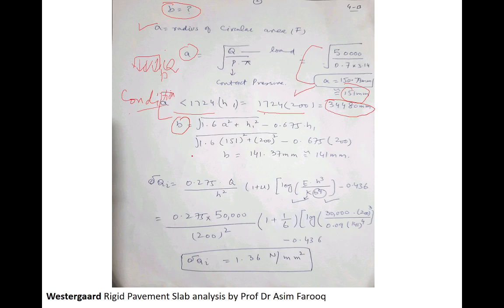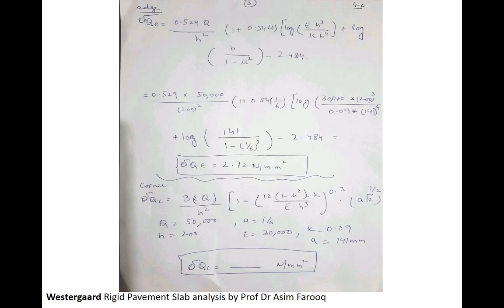Now almost we have all the parameters. We have Q, H square, mu, E, H cube, K, and B as well. So through analysis of that equation, we can determine the tensile stresses at the center. Similarly, we will also use it to determine the tensile stresses at the edge as well. Almost we have all the parameters, as you can see.